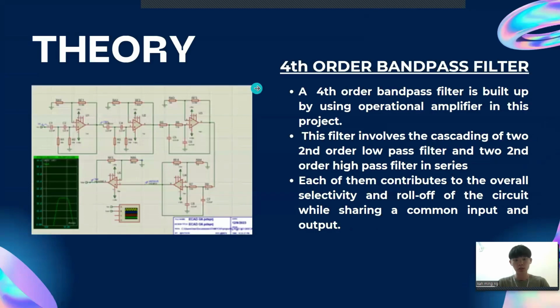So this is the theory for the fourth order bandpass filter. A fourth order bandpass filter is built by using operational amplifiers. This filter involves the cascading of two second order low pass filters and two second order high pass filters in series. Each of them will contribute to the overall selectivity and roll off of the circuit while sharing a common input and output.